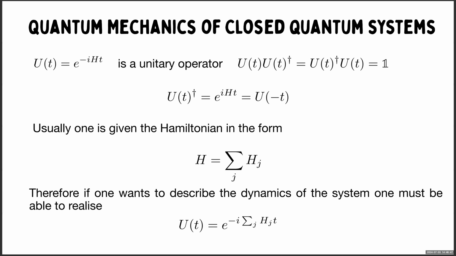Usually this Hamiltonian H will be in the form of a sum of many smaller terms, Hj, which also have to be Hermitian for H to be Hermitian. If one wants to describe the dynamics of the quantum system, we have to be able to realize this u of t, which is the exponential of minus i times the sum of Hj, times t. So we need to find the exponential of the Hamiltonian, which usually is a d by d matrix. And of course, if you've done any programming, you know that finding exponentials of matrices gets harder and harder as the system size gets larger.